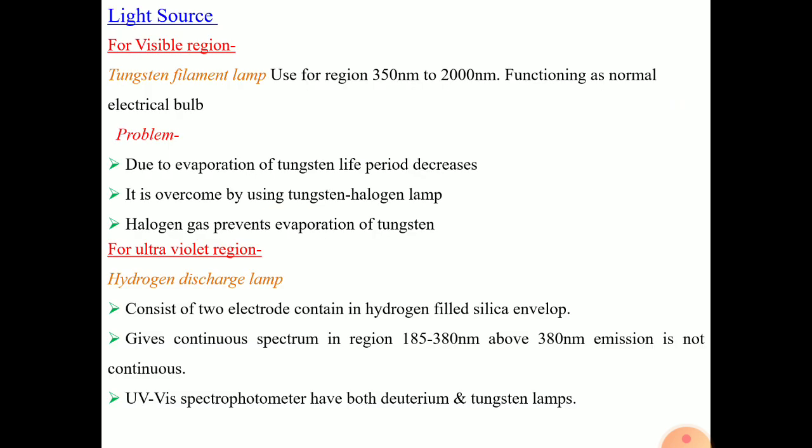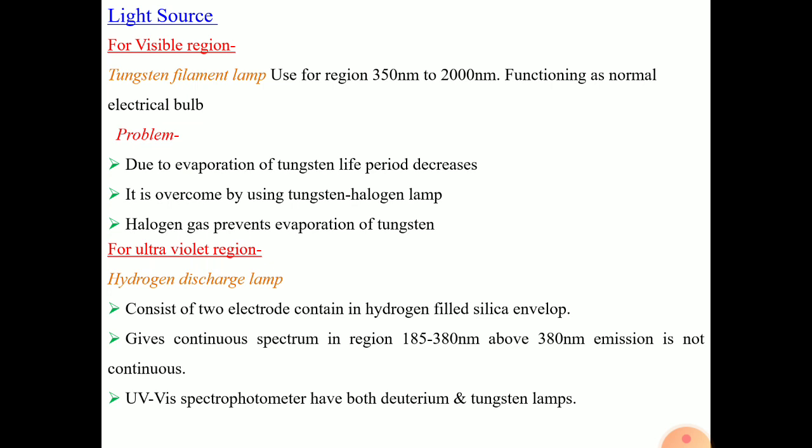First, the light source. For the visible region, we use only a single lamp, that is the tungsten lamp. The tungsten lamp is the commonly used lamp in our households. Generally the wavelength it produces is around 250 to 200 nanometers. It functions as a normal electrical bulb, whatever bulb we use in our home.